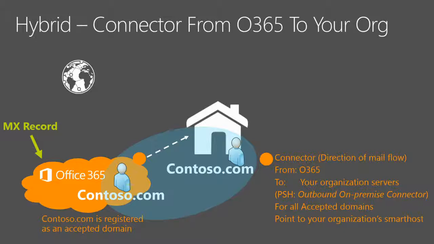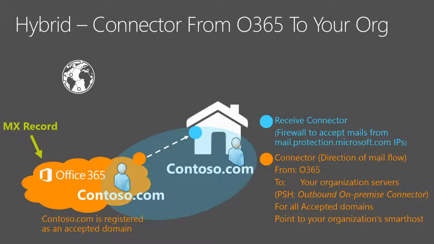And remember, contoso.com is registered as an accepted domain. So when you say for all accepted domains, you're really saying all mail for contoso.com needs to go via this connector. You also point this connector someplace. In this case, it's going to be your organization smart host. Now, not to forget, on the other side, in your organization, you would need to create a receive connector that receives mail from Office 365. For this receive connector, you'd have to open up your firewall to make sure that it accepts mail from mail.protection.microsoft.com IPs.